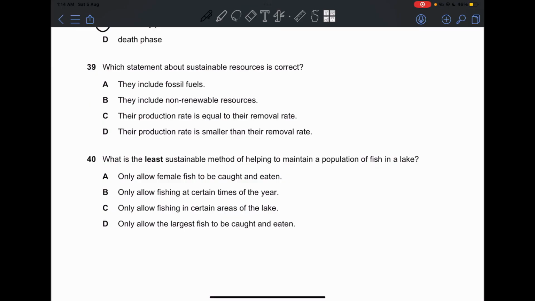D says only allow the largest fish to be caught and eaten. This is also a sustainable method because by allowing larger fish to be caught, you will allow smaller fish to grow and there will be less predators or attacks on the small fish. This will allow a higher reproduction rate and the smaller fish will grow up and produce again to produce a new population. So our answer is going to be A because it is the least sustainable method and this method actually decreases the population and it doesn't maintain it.